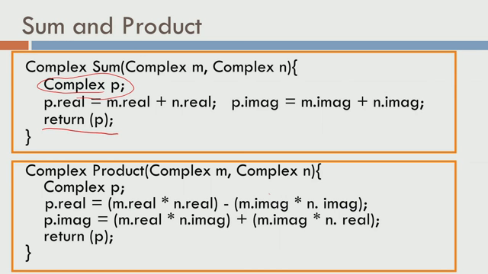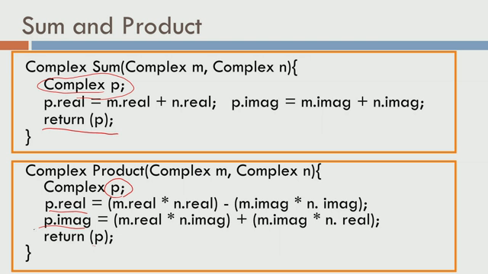Similarly, if I want the product, we know that the product of two complex numbers is given as follows. The real part comes from the product of the real parts minus the product of the imaginary parts, and the imaginary part is the product of the real and imaginary combinations added up together. So this gives you the real part and this is the imaginary part. Again we have a local variable p, and you compute what should go into p dot real and p dot imaginary, and you return p.